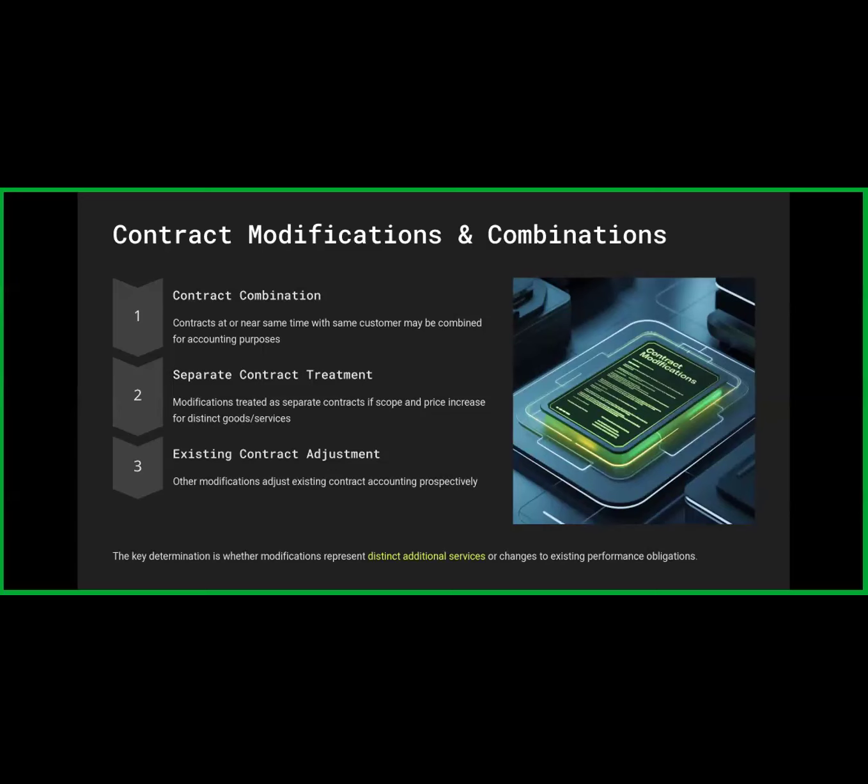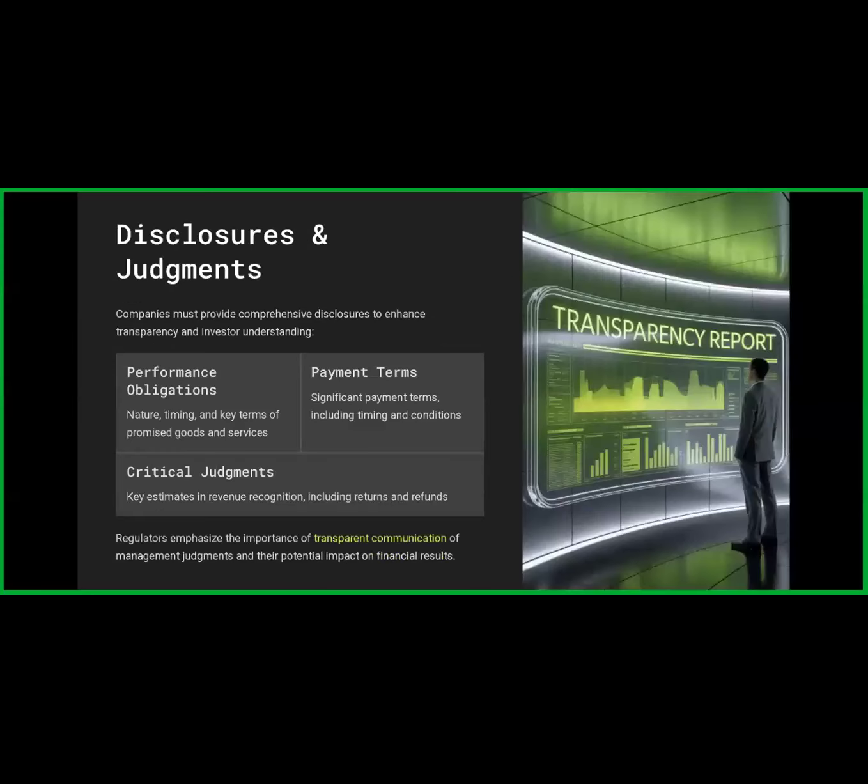Whenever the scope and the prices change for the goods and services the company is producing for the customers, then we consider it a separate contract. And for existing contract adjustment, the other modifications are accounted for prospectively. The companies can also make modifications in their existing contracts with the customers.